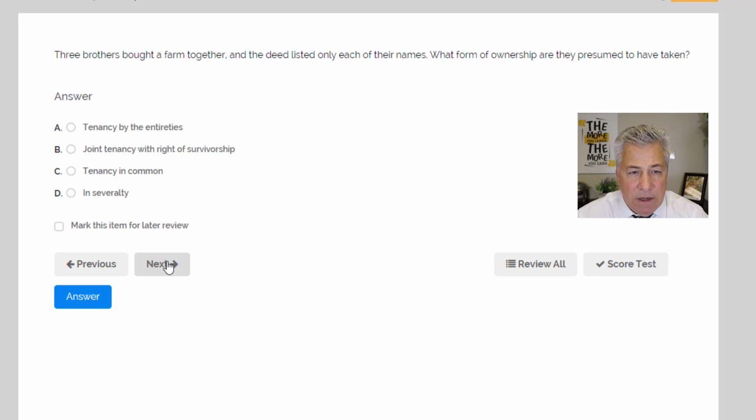Exam prep question number 18. Three brothers bought a farm together, and the deed listed only each of their names. What form of ownership are they presumed to have taken? Your choices are A, tenants by the entirety. B, joint tenancy with rights of survivorship. C, tenancy in common. And D, in severalty.